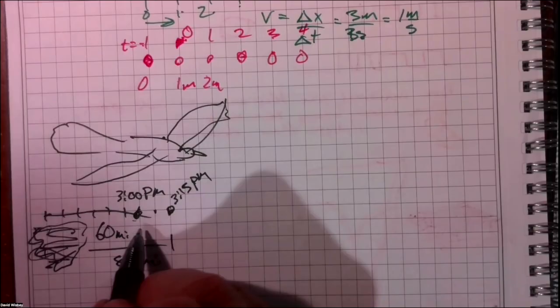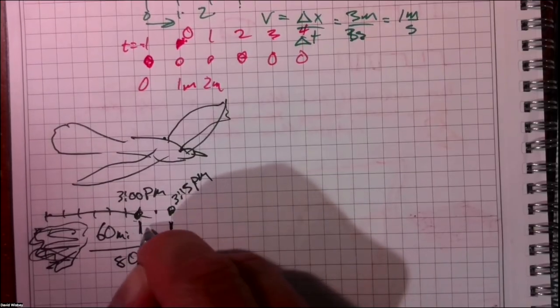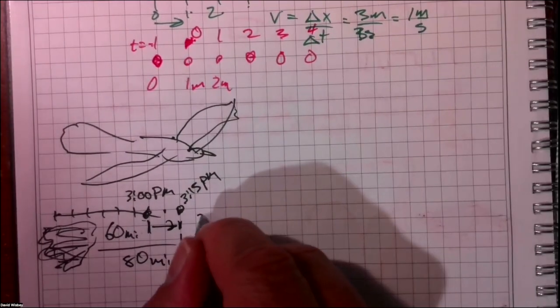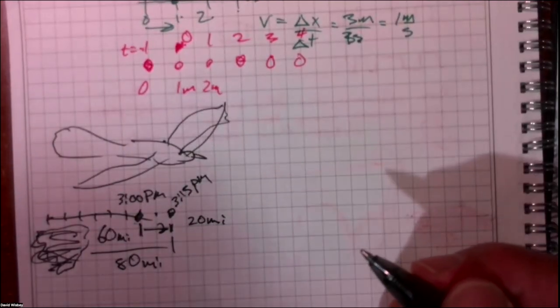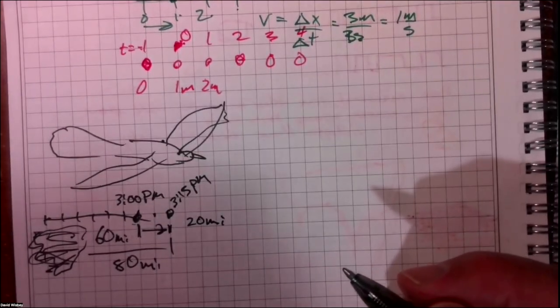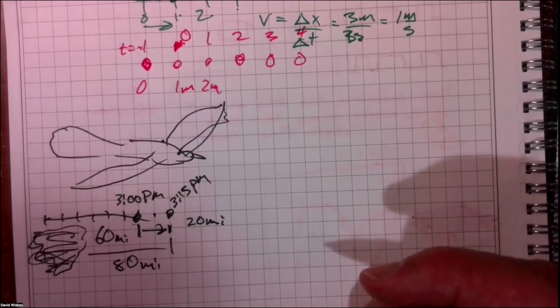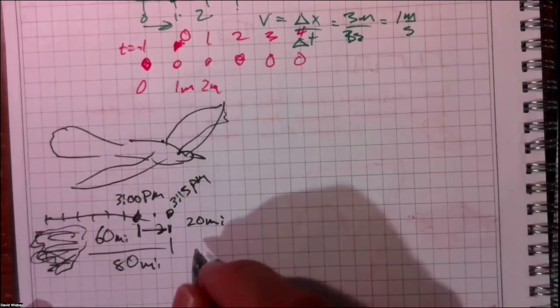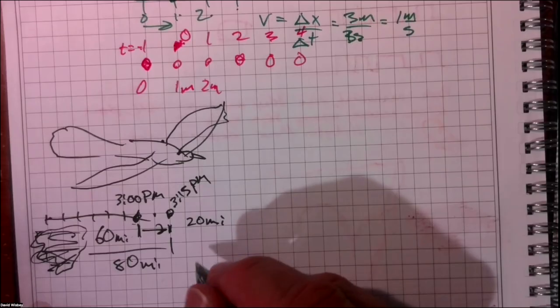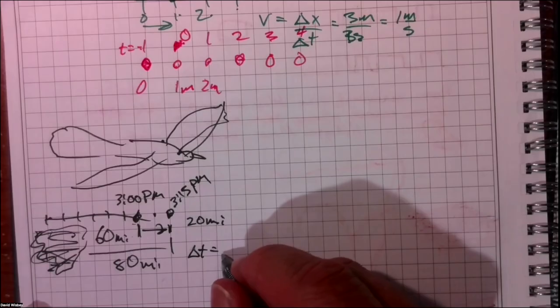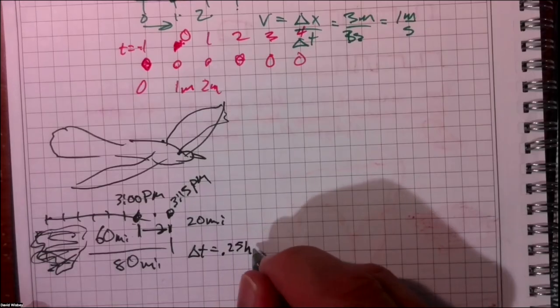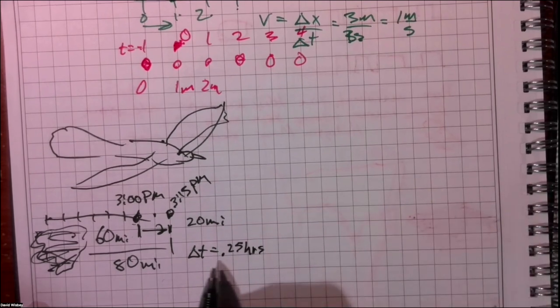Well, okay, so right here, we can see that Mr. Albatross traveled 20 miles. We're going to keep this in miles. We'll probably do miles per hour, because I think that's going to be easy. I don't want to convert this into meters right now. So this was 15 minutes, or 1/4 of an hour. So we'll say delta T equals 0.25 hours. Yeah, 0.25 hours. That's good.